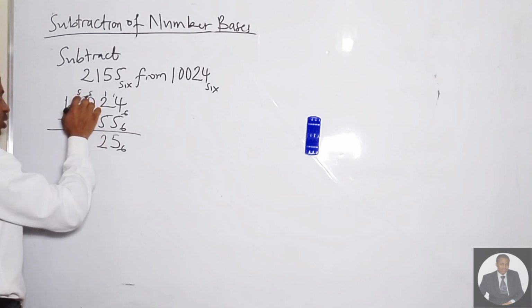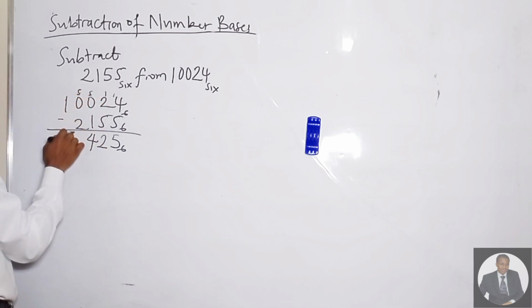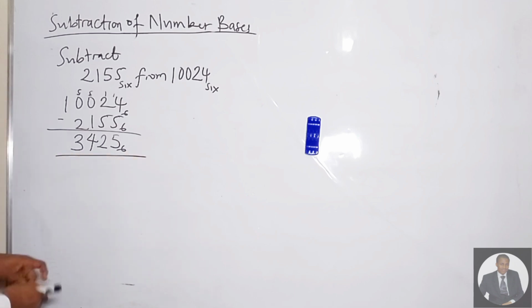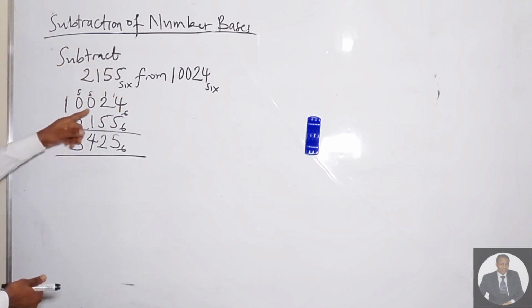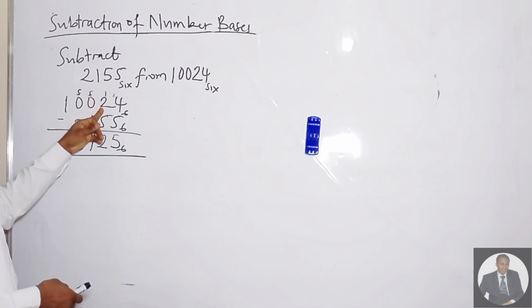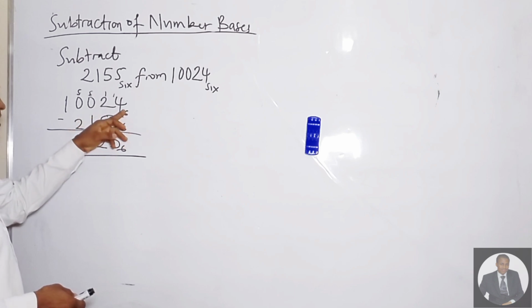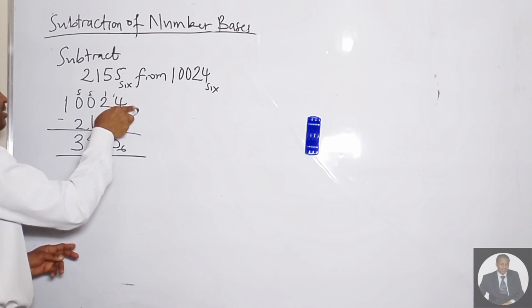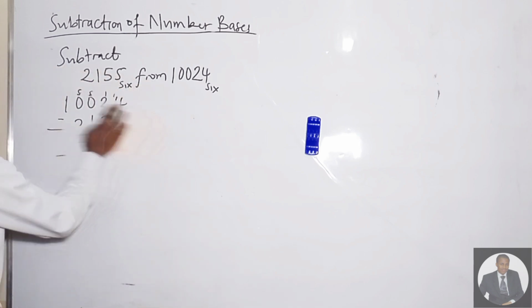This remains 5 because we are borrowing 1 from it. 5 minus 1, 4. 5 minus 2, 3. So this becomes our answer. 3425 base 6 becomes our answer. When we borrow any one from the preceding number, in base 10 it should be 10. But now that it's in base 6 or whatever base it is, the one we are borrowing represents the base from which we are borrowing.